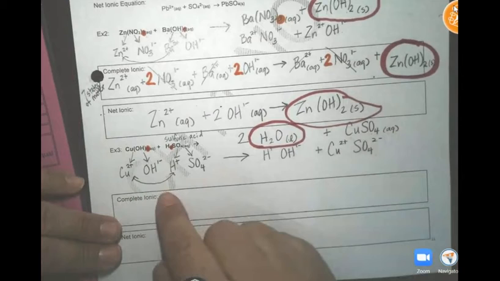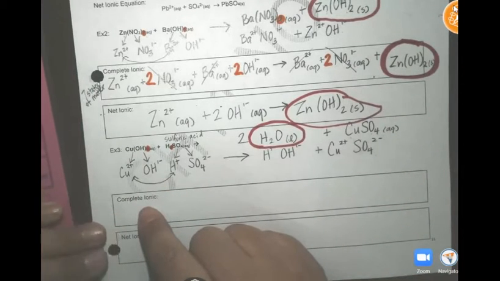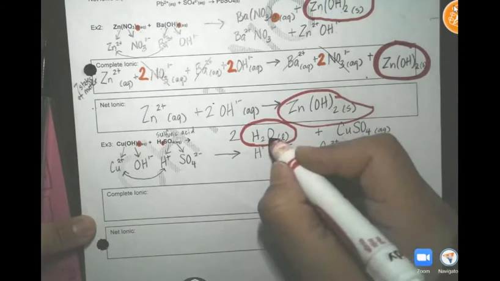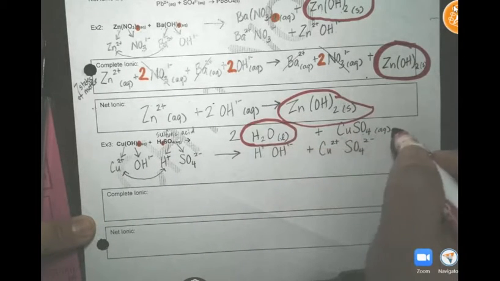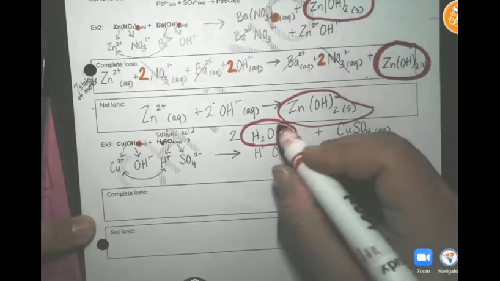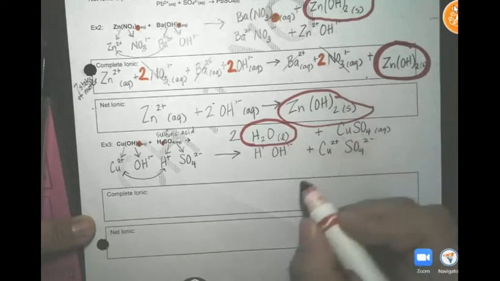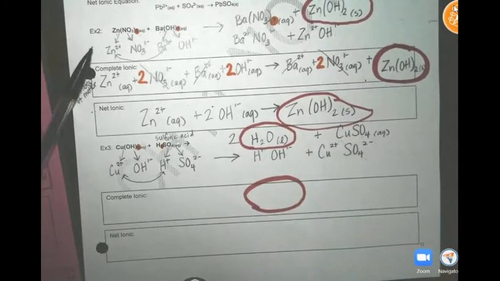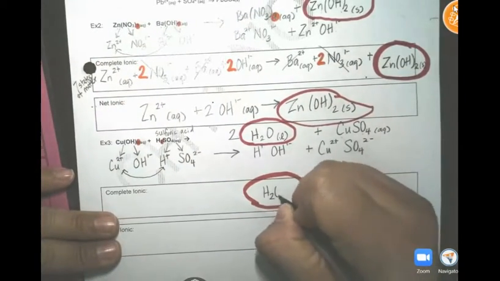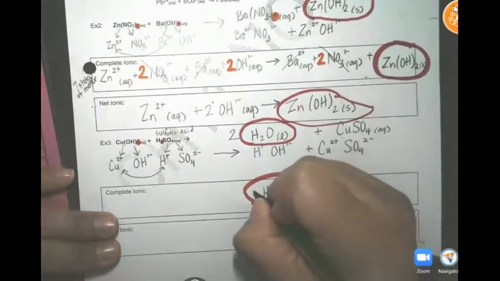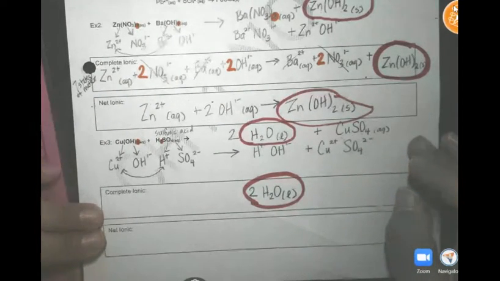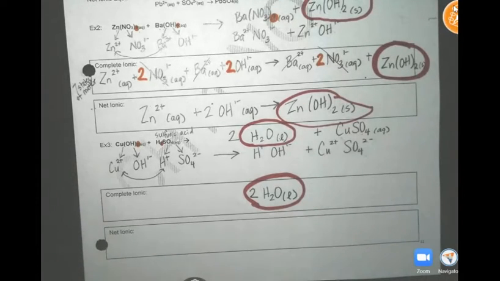So now I'm going to do my complete ionic equation. Remember, I have to keep either the precipitate solid, which we don't have in this one, or the liquid water together. So I'm going to keep that H2O here. That is the product that I'm focusing on. And there's a 2 in front. Okay? So now I'm going to write the complete ionic equation.